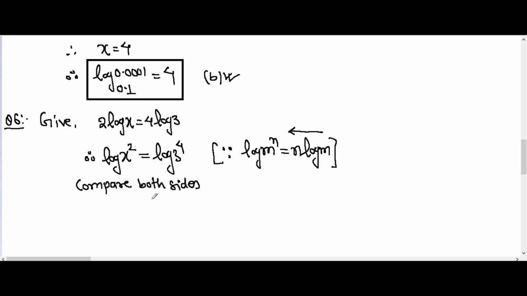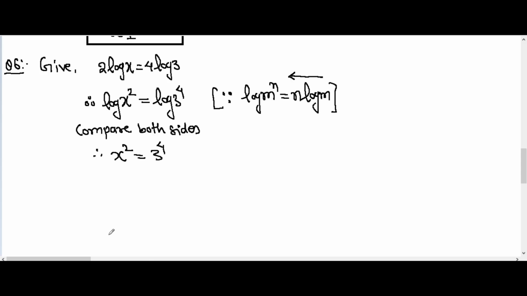So if we compare both sides, we have x square is equal to 3 raised to 4, and now 3 raised to 4 is equal to 81. So that means x square is equal to 81. Therefore x equals root of 81, so x equals 9.